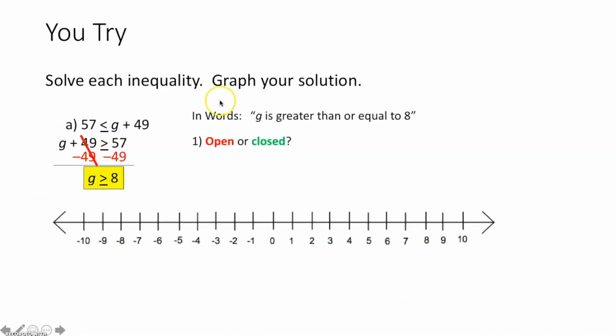First step when graphing, I want to decide, is it an open or a closed circle? Well, since I have this little equal sign underneath, it's going to be a closed circle because we're going to include that point at 8. So we go over to 8, put a closed circle at 8.